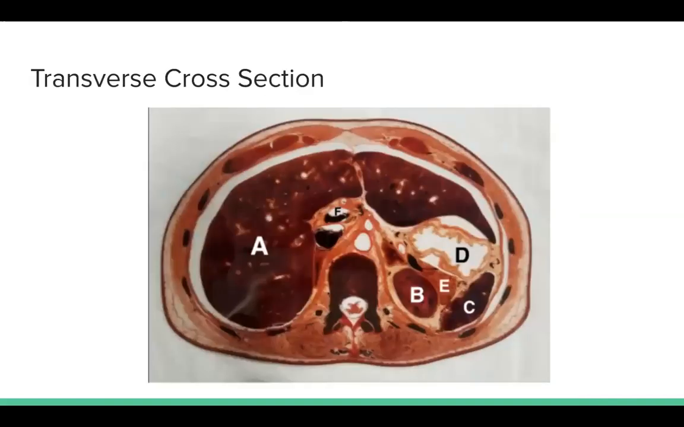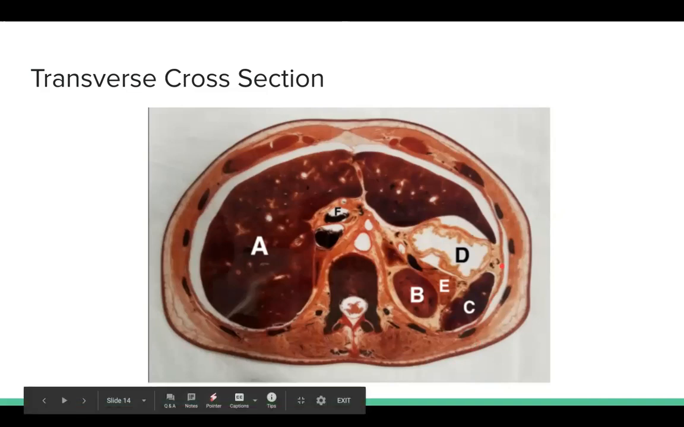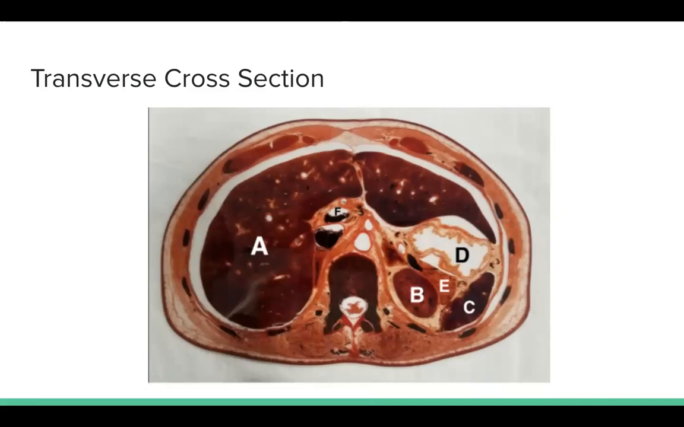Okay, here is another transverse cross-section with a number of important organs. So the largest structure here, structure A, is the liver, and then structure B is the kidney, although only one of the pairs is represented here. And then structure C is the spleen, which can be seen bordering the diaphragm. And then the stomach is represented by structure D, and then below the stomach is structure E, which is the pancreas. And then finally, structure F, positioned just behind the pancreas, is the gallbladder.